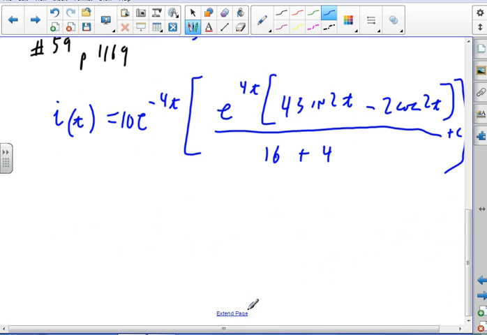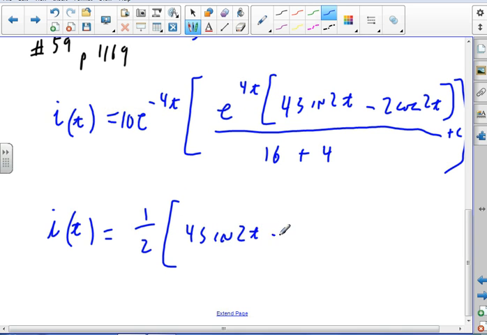Okay. So I got a 20 sitting there. I got a 10 over here. I of t equals 1/2. That guy's going to go away. 1/2 times 4 sine 2t minus 2 cosine 2t plus 10 c e to the minus 4t.